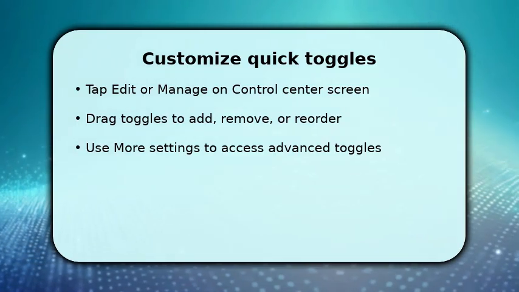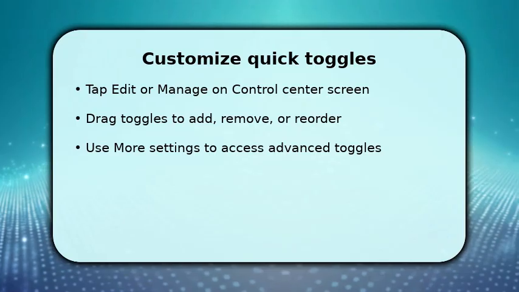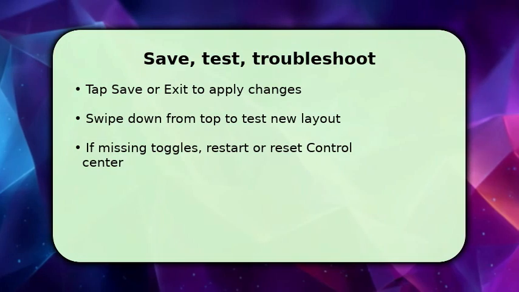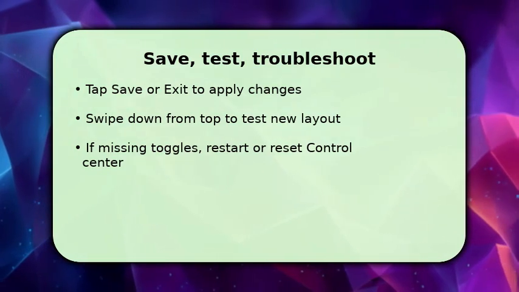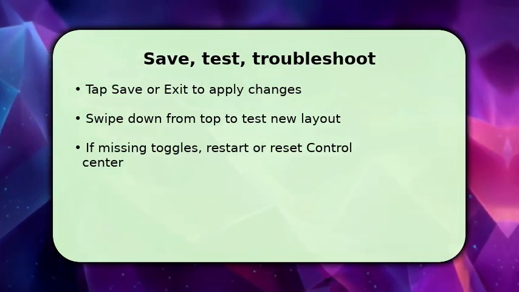Doing this lets you tailor the Control Center to daily tasks, so common actions are one swipe away and clutter is reduced. Finish by tapping Save or simply exiting edit mode so changes persist. Then swipe down from the top to open the refreshed Control Center and test each toggle.